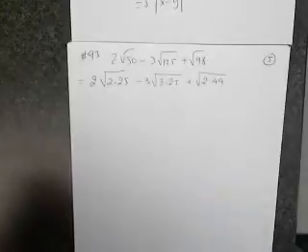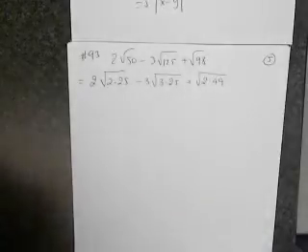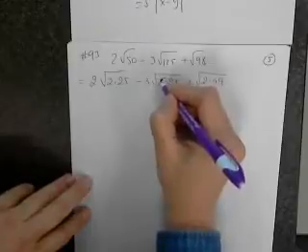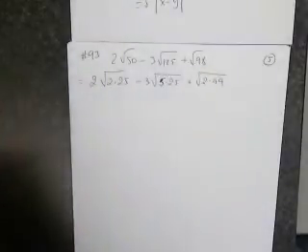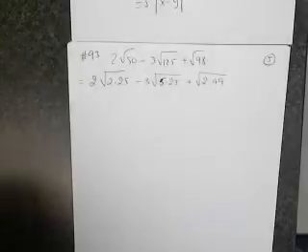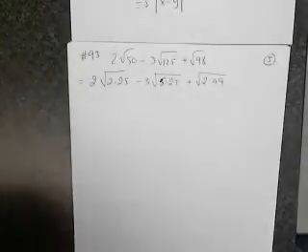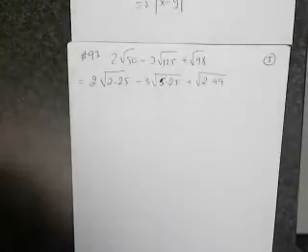50 is 2 times 25, because 25 is a perfect square. Oh, this is 5, sorry. 125 is 5 times 25, because 25 is a perfect square, 5 is not. And 98 is 2 times 49. Would you agree?